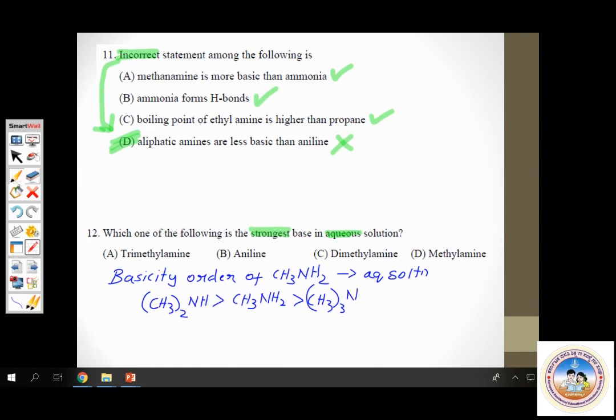So you are asked strongest. Which is the strongest here? Secondary amine is the strongest. Hence, find that out. Dimethylamine. Yes, dimethylamine. Option C is correct. That's about question number 12.